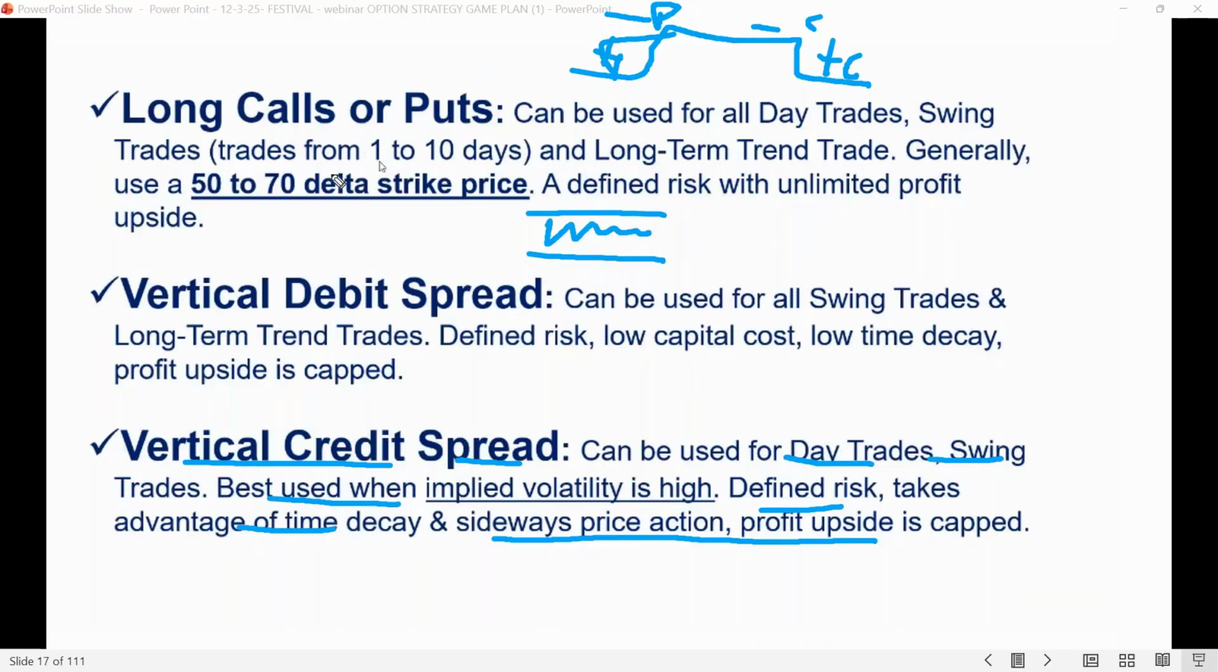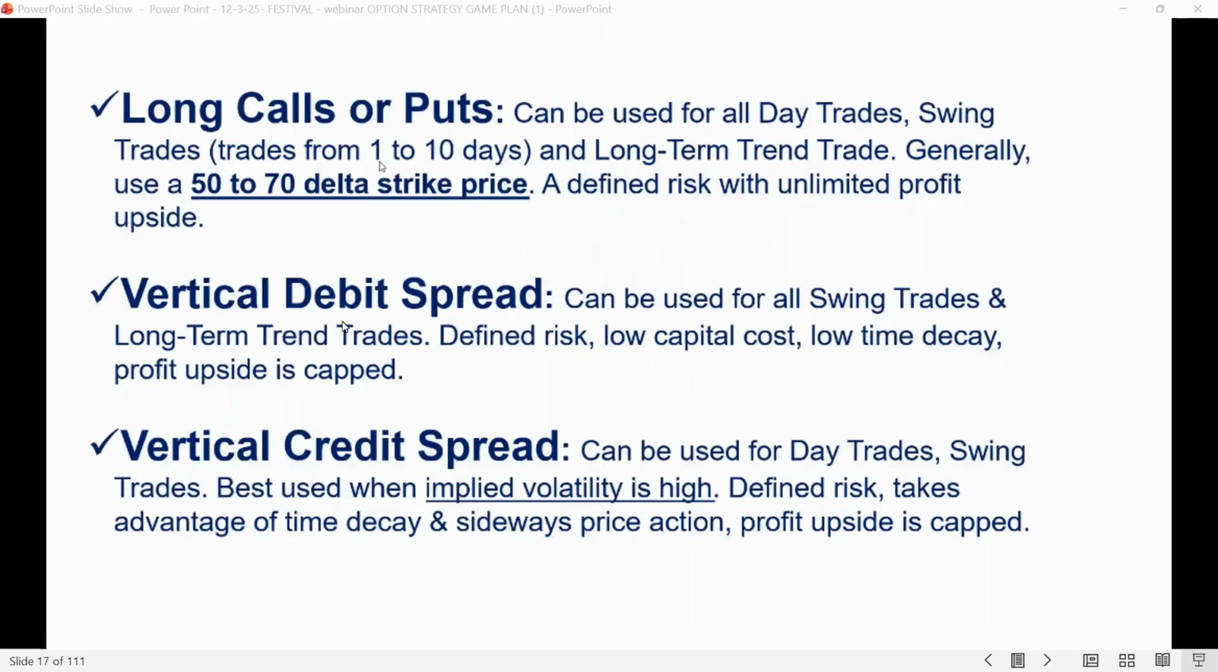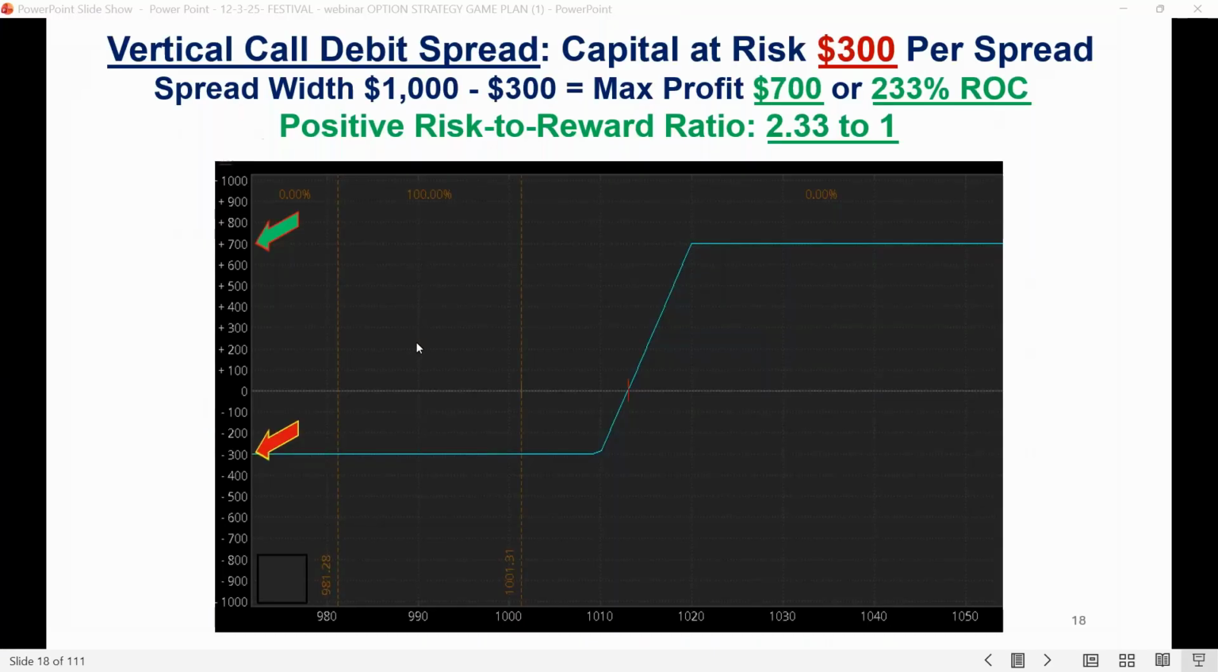So they're a really good flexible kind of trade strategy that you can use. So these are kind of where to start. And then the next ones that we go into, well, I'll show you a few more in a minute. But when we look at the vertical call debit spread, this is a positive risk ratio kind of trade, what we call positive risk ratio.